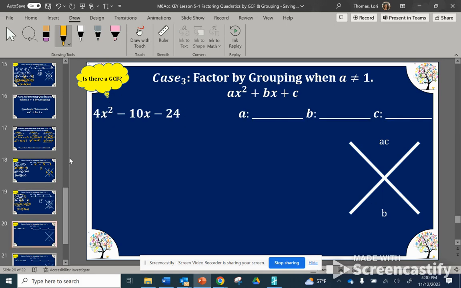Okay, again, we need to ask, is there a GCF? And these are all even numbers, so I know that there is a GCF, and it's going to be 2. 4 can't divide into 10, so 2 is the GCF. And this leaves me with 2x squared minus 5x minus 12. Now, let's identify our a, that's 2. b is negative 5 now, and c is negative 12. So we're going to split this middle term.